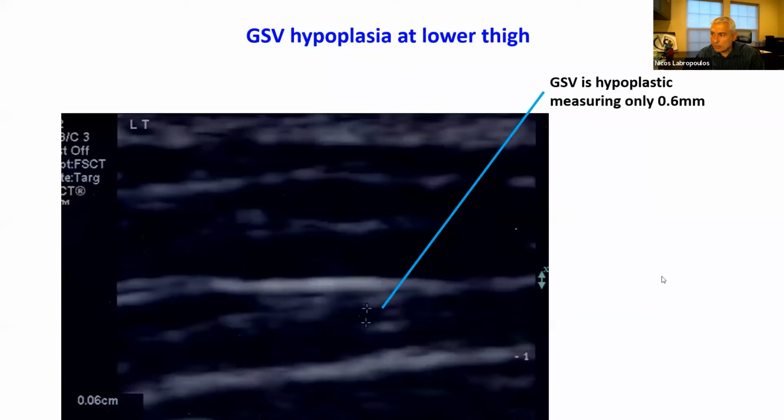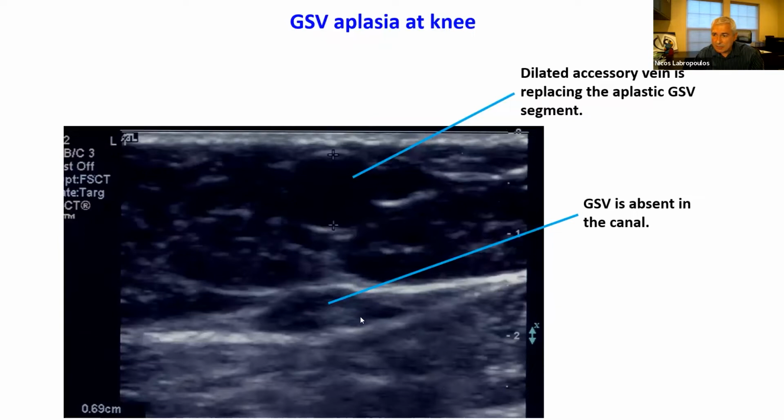And here is an example of hypoplastic saphenous vein measuring basically half of a millimeter inside the canal. That's a true hypoplasia at the lower thigh. It is an example of aplasia because there is no vein in the canal. And the area has been drained by this dilated accessory vein, which in this patient happens to have a reflux as well. See, it measures 7 millimeters.